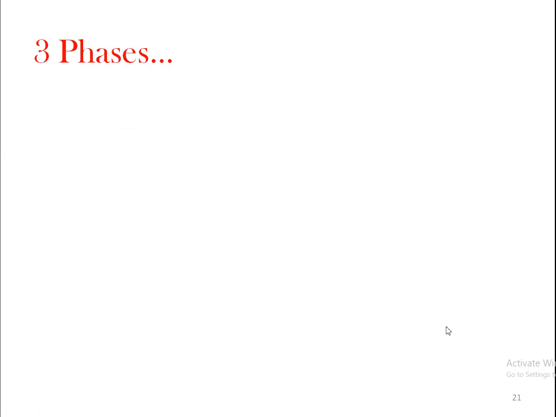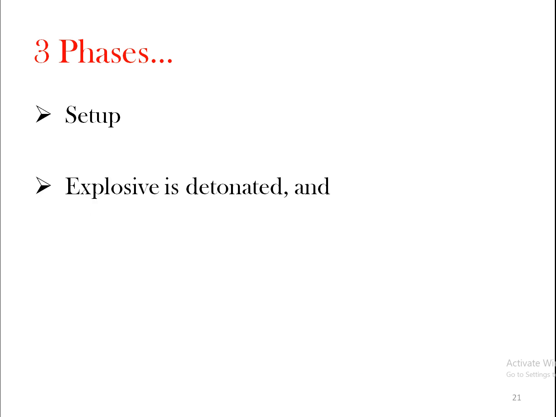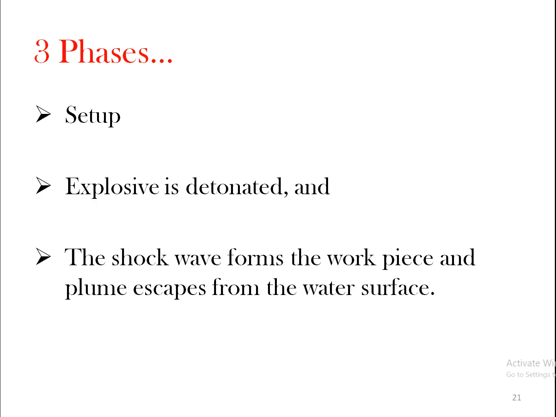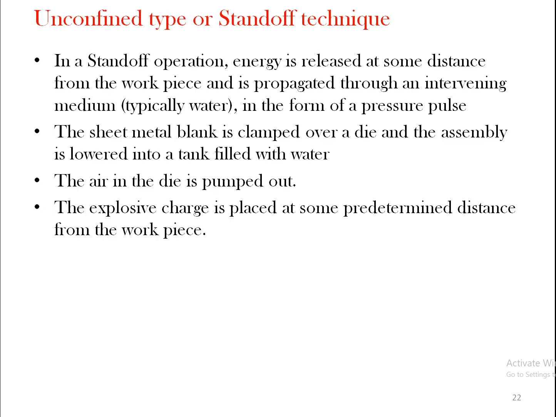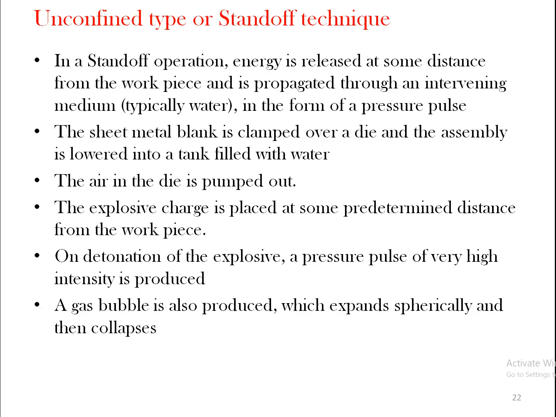Right. Now, we have seen there are three phases happening over here. One is the setup phase, followed by the explosive being detonated, then the shock waves form, and then it deforms. There are only three phases, or three processes, happening in this one. So this describes the process. We have already explained how the process is happening.